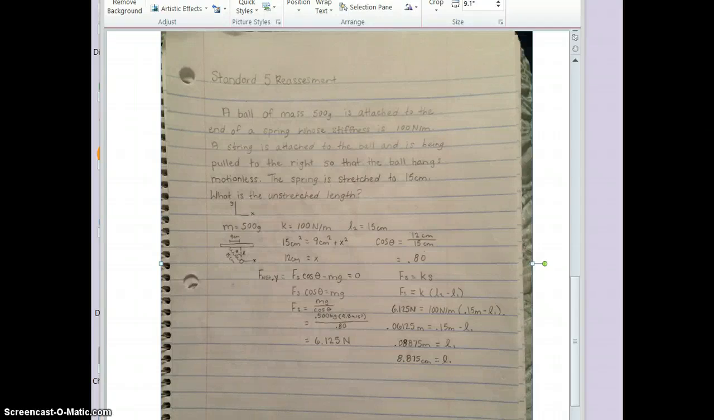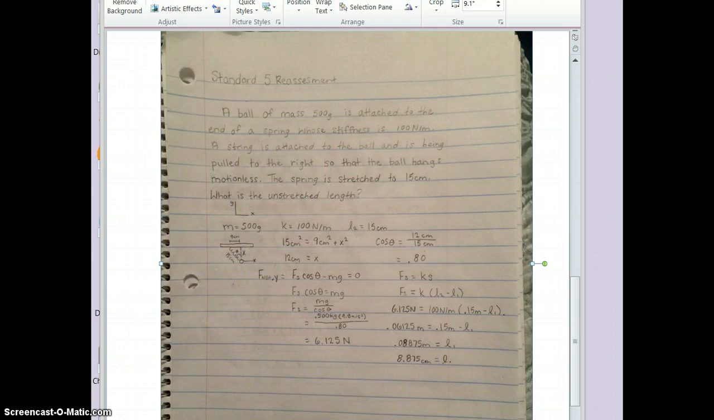This is my reassessment for Standard 5, Attempt 2. In this problem, a ball of a certain mass is attached to the end of a spring of a certain stiffness. There is a string attached to the ball and it is pulled to the right so that the spring is stretched to a known length. We are trying to figure out what the unstretched length of the spring is.